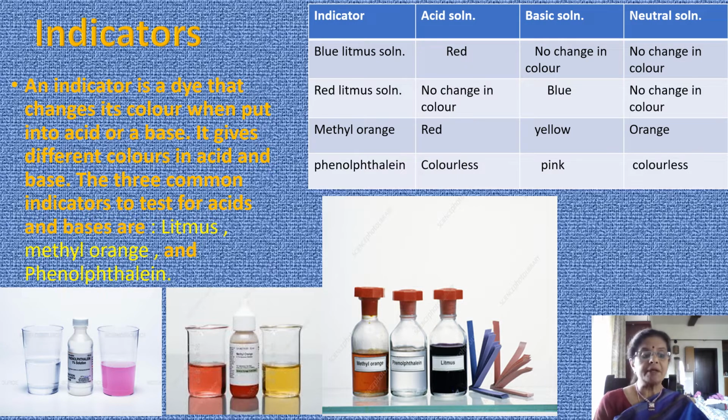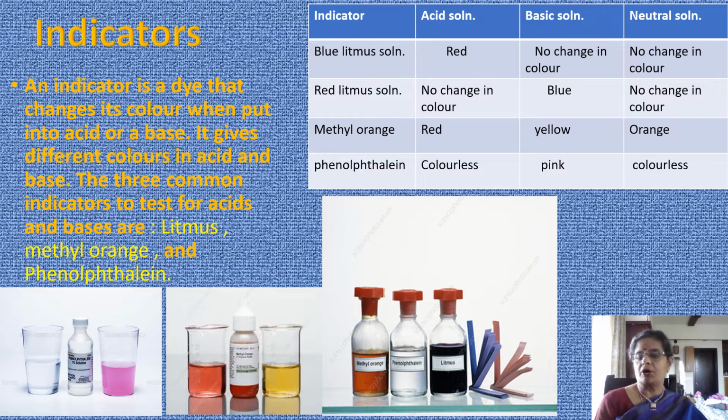Now let's see what happens when blue litmus is put in an acid. It changes its color to red. Whereas when you put the blue litmus solution in bases, no change in the color. The same with a neutral solution. Now let's see what happens when red litmus solution is added to an acid solution. There will not be any change in color, whereas when you put red litmus solution with a basic solution, it changes to blue, and there will not be any change in color in the case of neutral solution.